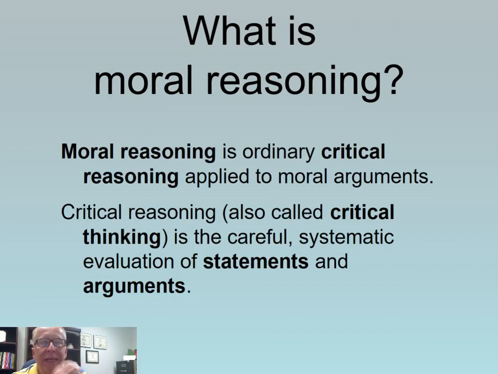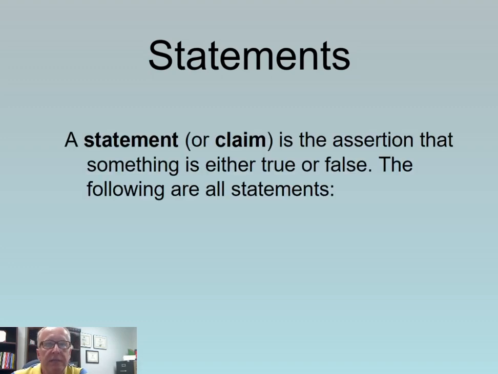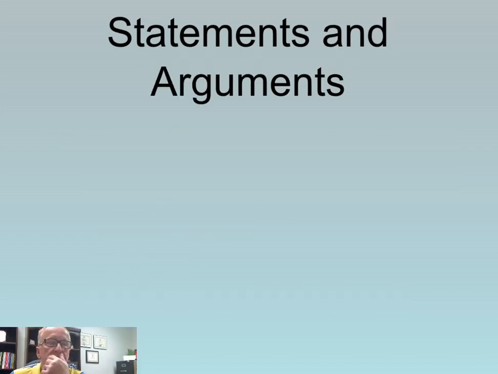Now, statements and arguments. Every argument has a statement. A statement is a claim that something is either true or false. Now, look at these following statements. These are all statements. Murder is wrong. 1 plus 1 is 2. And Shakespeare wrote The Tempest. Now, in these statements, I don't know if we can argue with those or not. Can we argue with murder is wrong? Can we argue with 1 plus 1 is 2? And can we argue with Shakespeare writing The Tempest?